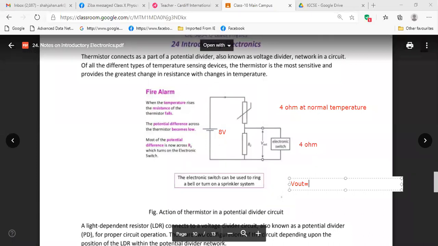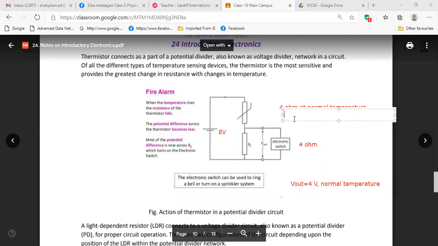Your calculation will come this way. V in, yes, 8 volt. Now you are right, 4 volt. So this 4 volt is coming for the normal temperature, right? If there is a fire, they are saying it's a fire alarm, right? So if there is fire in any place, will the temperature be normal, or will the temperature increase? It will increase.